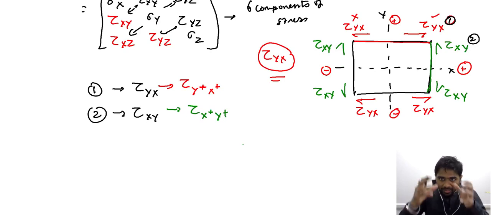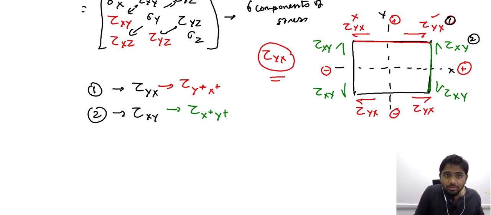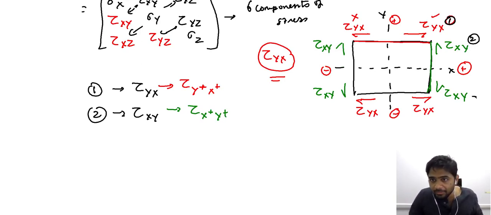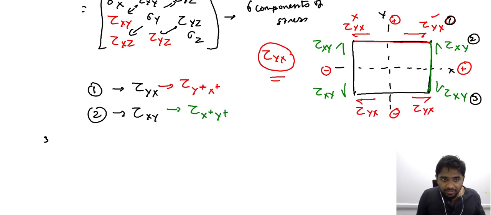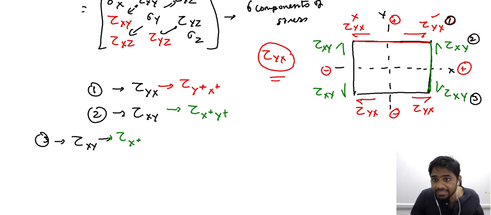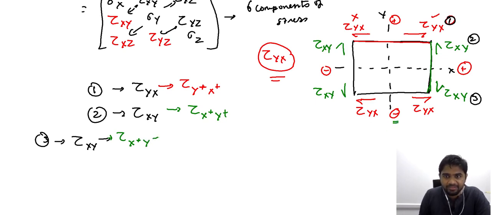Now the same way of representation can be extended to 3. The stress 3 is also represented by xy. However, the stress 3, even though it is acting on the same plane, that is the positive x plane, is acting along the negative y direction. The stress here is acting along the negative y direction. So therefore it is y minus.